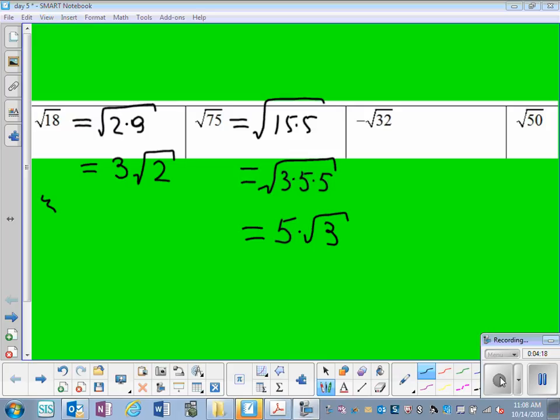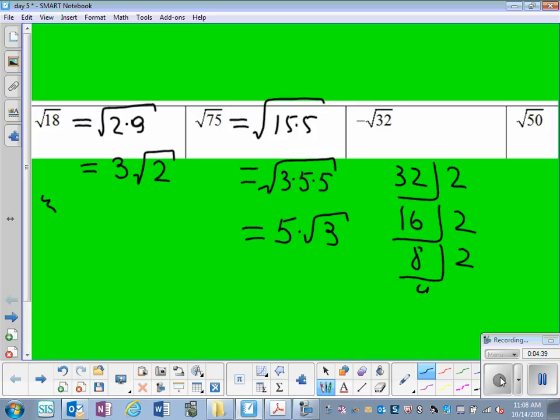Should we do that together or by yourself? Together. Let's do it together. So 32, I'm looking for those products. So let's do the ladder. I can divide 32 by what? By 2. 16, 2, 8, 2, 4, 2, 2, 2, finally 1. So how many pairs of 2 do I have? 2 pairs of 2, right? So 2 and then 2 again.